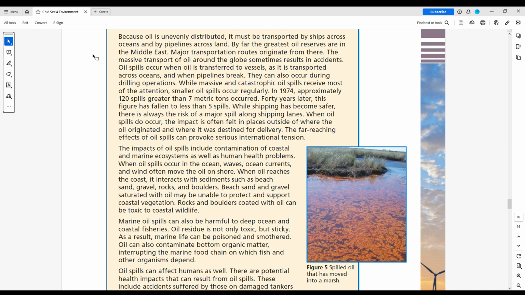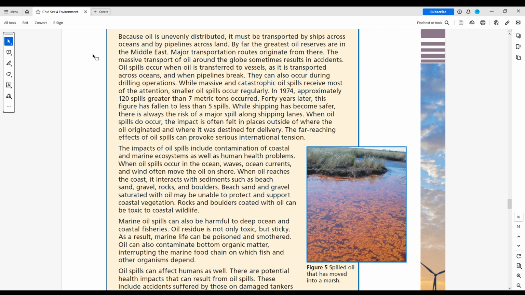Because oil is unevenly distributed, it must be transported by ships across oceans and by pipelines across land. By far, the greatest oil reserves are in the Middle East. Major transportation routes originate from there. The massive transport of oil around the globe sometimes results in accidents. Oil spills occur when oil is transferred to vessels, as it is transported across oceans, and when pipelines break. They can also occur during drilling operations.